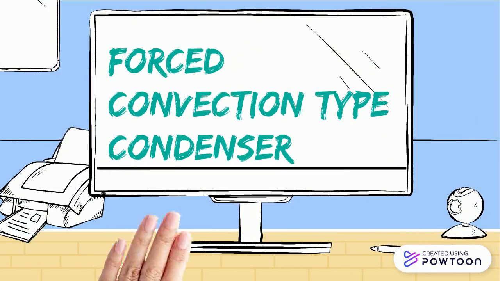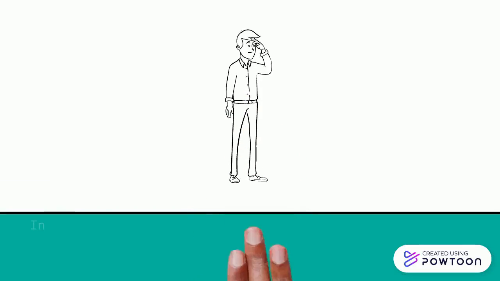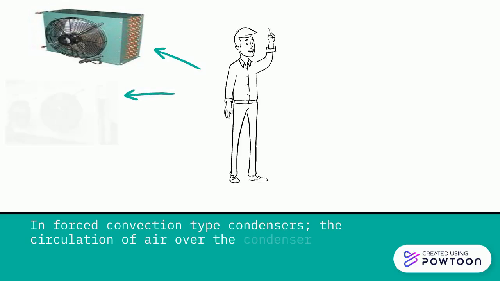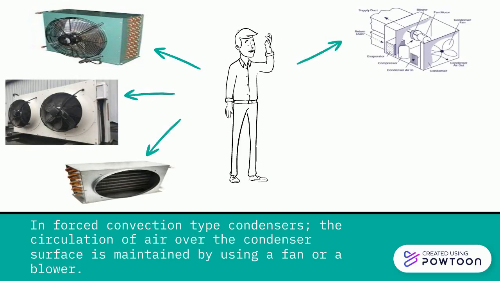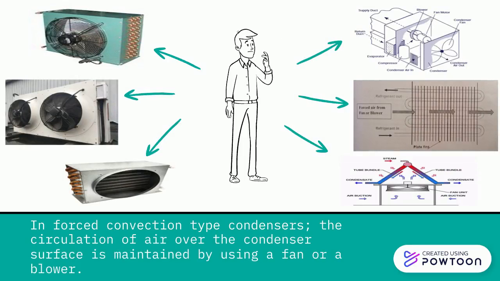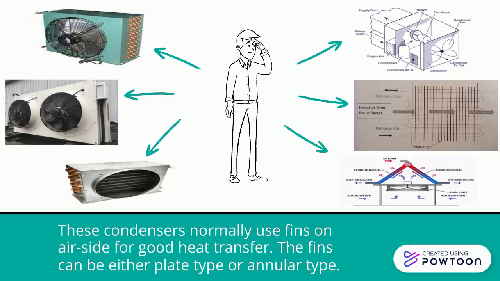Forced convection type condenser. In forced convection type condensers, the circulation of air over the condenser surface is maintained by using a fan or a blower. These condensers normally use fins on air side for good heat transfer. The fins can be either plate type or annular type.